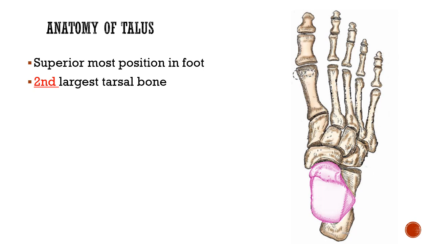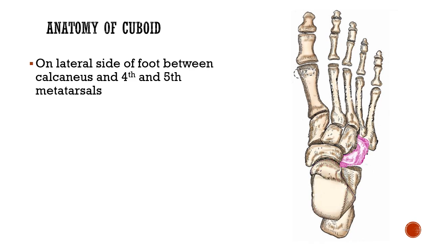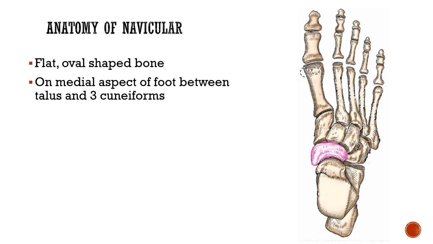The talus is the superior-most bone in the foot. It is the second largest tarsal bone. The cuboid is on the lateral aspect of the foot, located between the calcaneus and the 5th metatarsal. The navicular is a flat oval-shaped bone. It is on the medial aspect of the foot between the talus and the cuneiforms.